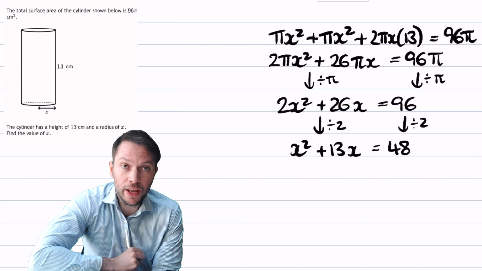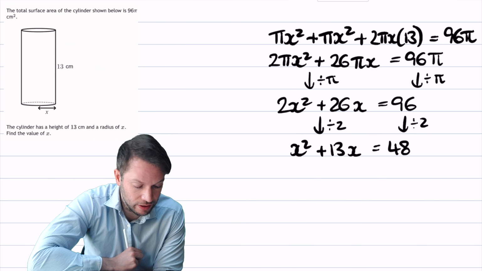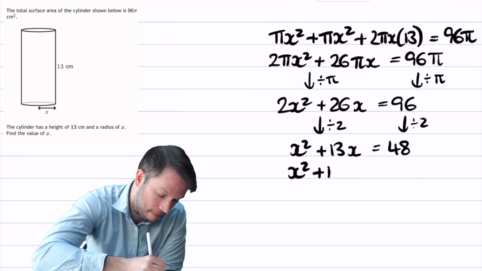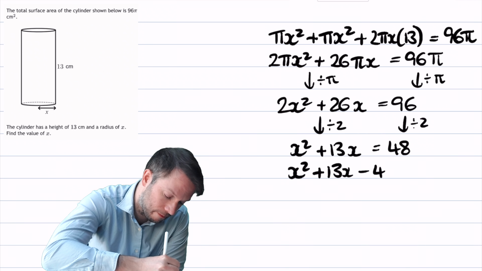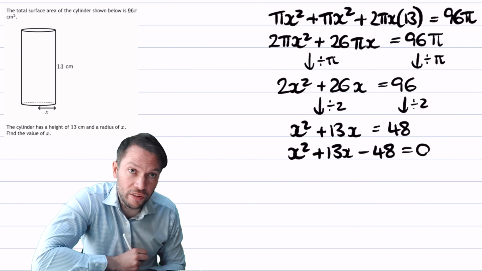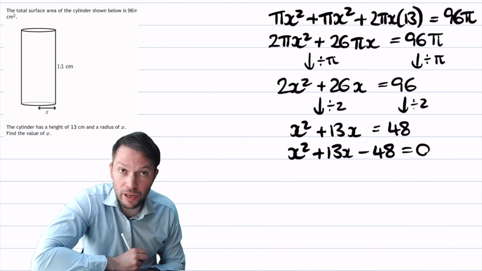Now, to solve a quadratic equation like this, I need to get 0 on one side. So I'm going to subtract the 48 to give you this. Once you've got 0 on one side, you want to factorise the left-hand side. We saw in a previous video, we need to find two numbers that add to give the number in front of the x, so the 13, and multiply to give the constant term, the number without the x, which is minus 48. Those numbers are 16 and minus 3.